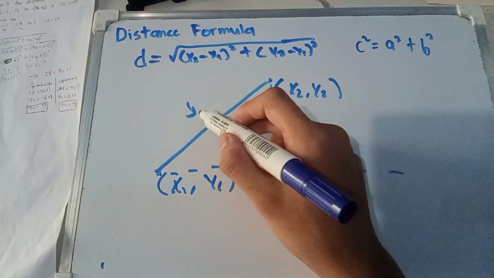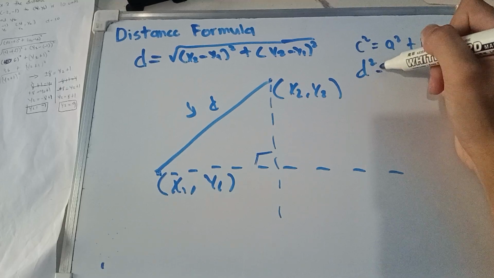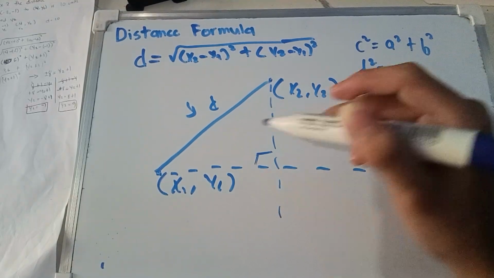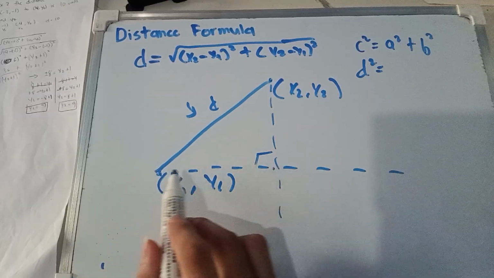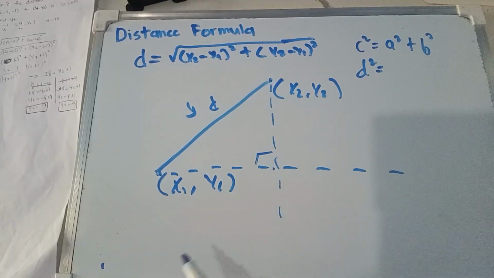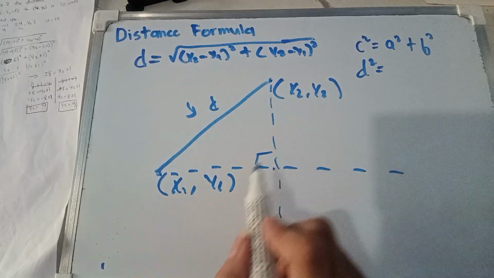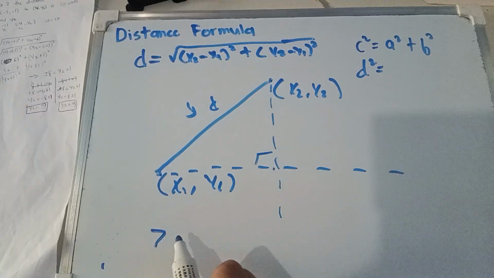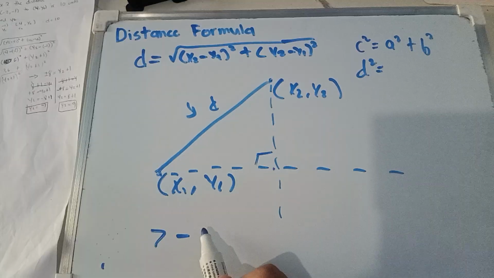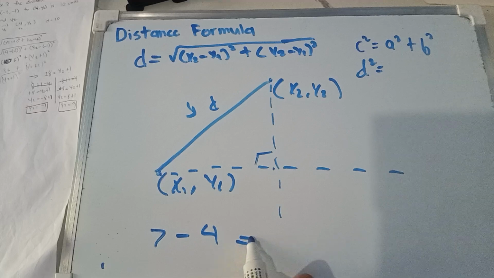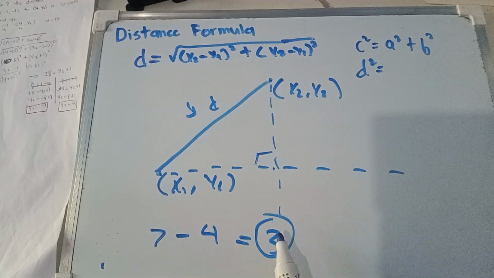Okay, c squared is the distance, so that is d squared. But the length a is here. Okay, but how do we find it? Now we can find the distance of one point to another by subtracting. So for example, you have 7 here as point 1 minus the point 2, which is for example 4. This value 3 here is the distance between 7 and 4.